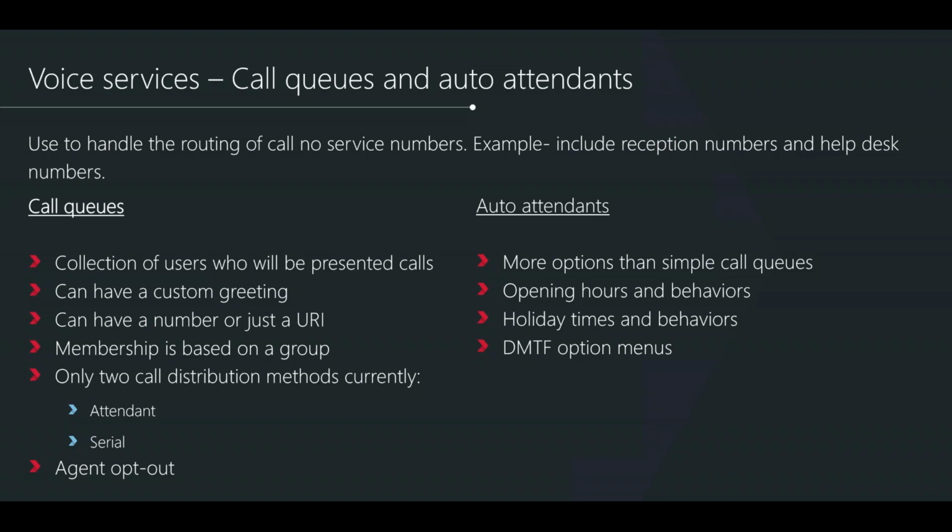So call queues are the basic way of doing it. If you've got more complicated call routing scenarios, the typical one is the IVR menus. You dial a main number, you get a welcome message, and then you are played a list of options, so press 1 for sales, 2 for support, etc. That's when your auto attendants come in. So they have the DTMF menus associated with them, along with call actions.